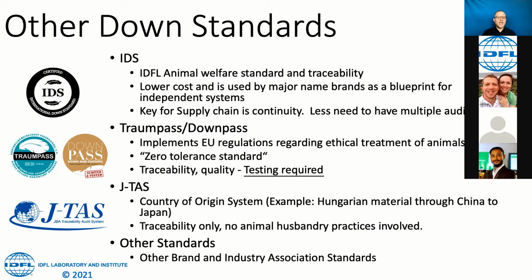Last of all, there's the JTAS. So this is the Japanese Traceability Accreditation System. And what was happening was Hungarian material was going through China and then from China on to Japan. But then there was a lot of Chinese material that was added to the Hungarian material before it went to Japan. So there'd be like 1 ton of Hungarian material coming in, and then Japan would be sold 10 tons of Hungarian material from this Chinese entity. So this JTAS system addresses that issue.